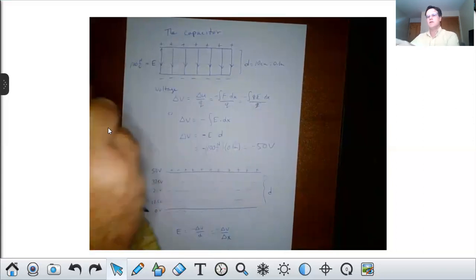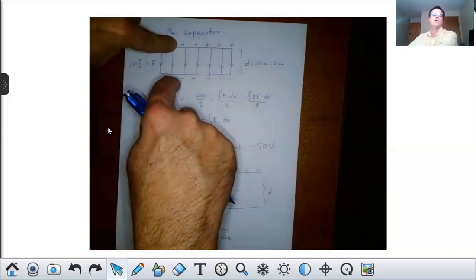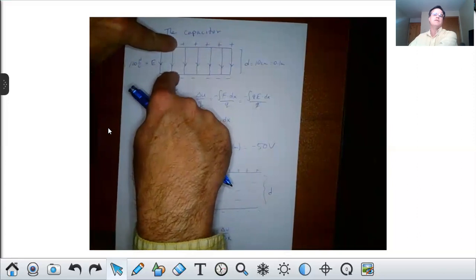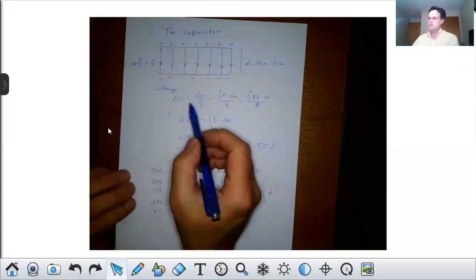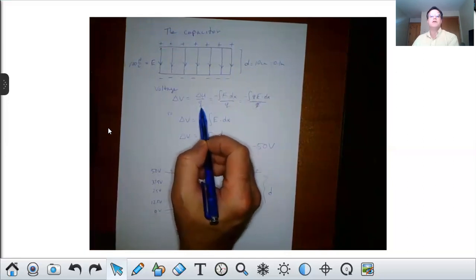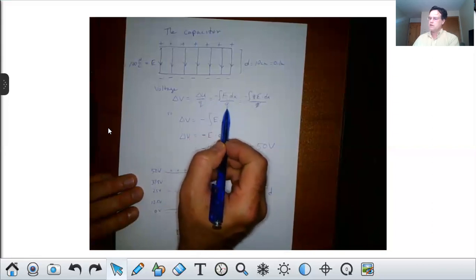What I mean is, if I took a voltmeter, a device that measures voltage, and put one probe on the positive plate and one on the negative, what would the delta V be that I got there? Well, it's related to the energy divided by the charge. That's the definition. Now, energy, delta U, change of potential, is negative work over the charge.